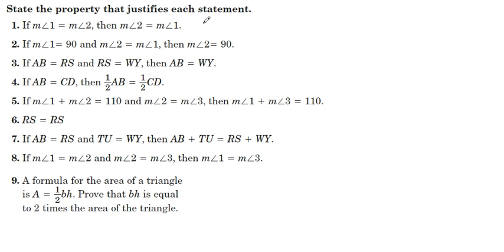If we have the measure of angle 1 equal to measure of angle 2, the measure of angle 2 is equal to measure of angle 1. That is applying the symmetric property.